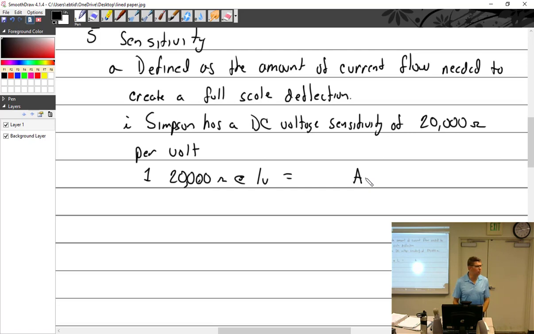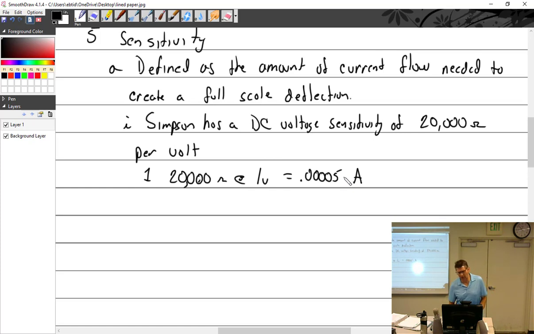Well, how in the hell would you ever figure something like this out? Ohms who? Never heard of the guy. Give it to me in the amps. One, two, three, four, five. There we go. 0.0005 amps.